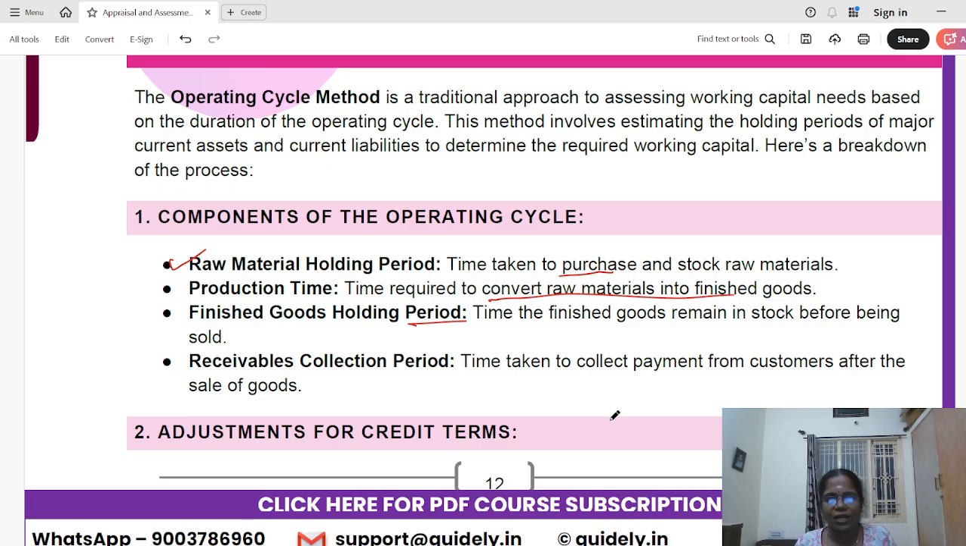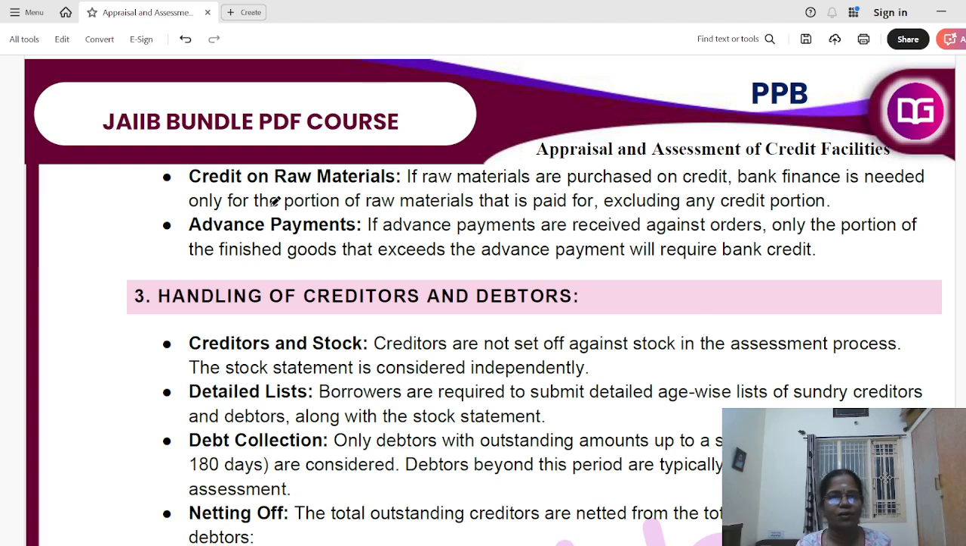Receivable collection period: time taken to collect payment from the customer after sale of goods. After the goods are sold, how many days are required to collect the amount from the customers. That is the components of the operating cycle. Then adjustments for credit terms. So what are all the adjustments they have to take?